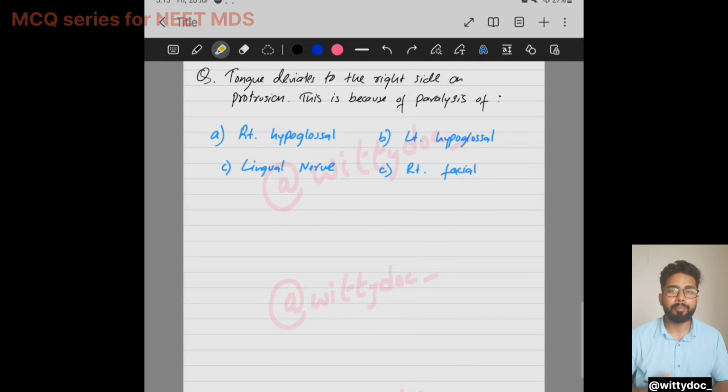Welcome to MCQ series. Here we will solve MCQs which are very important, and solving a single MCQ will help us to understand a particular concept so that we can solve more MCQs on a particular topic.